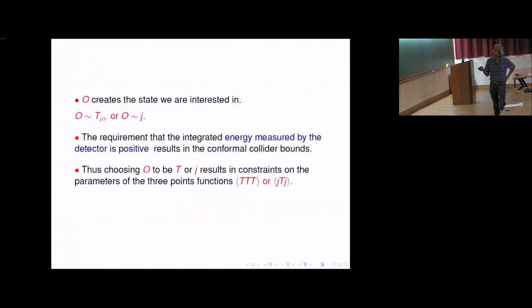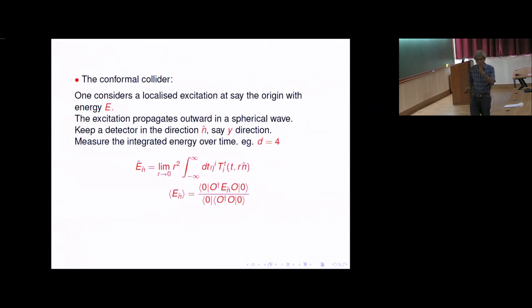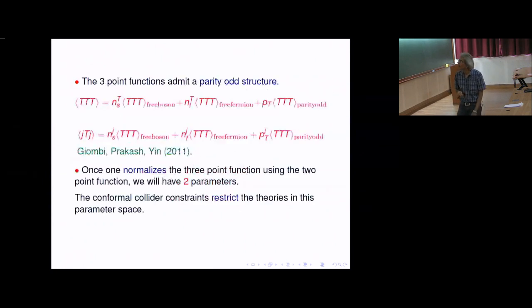Okay. So let me just recall the conformal collider experiment. JTJ, the right hand side, these are T. Oh, sorry, I cut and pasted this. So no, this should be JTJ. And these are different. Okay. These are J's actually. Sorry. This is JTJ free boson, JTJ free fermion, and so on. I just cut and pasted this. So, yeah, sorry. There is only one parameter.